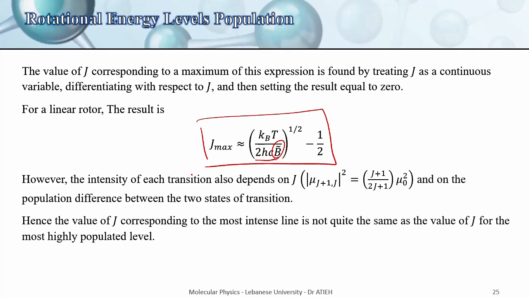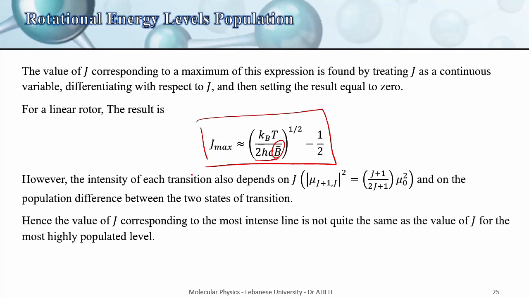One last note about this is that this is the maximum or the highest population, j of the highest population. That means the j that contains the level that contains the highest number of molecules that have this quantum number j or this energy level Ej. But usually when we look at the spectrum, not all the time for all molecules, the highest intensity corresponds to this j max. Why? Because there are other factors that must be taken into account.